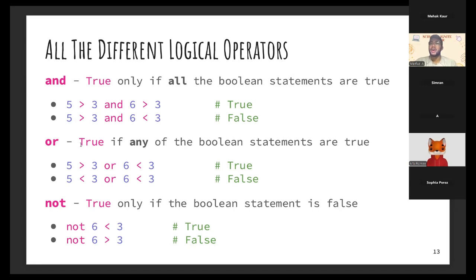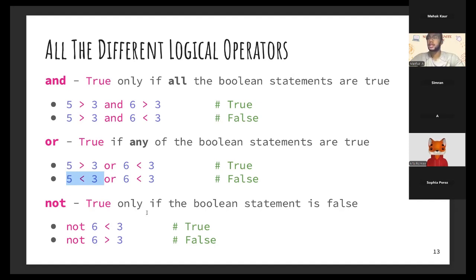Okay, how the or keyword works. Here, it returns true if any of the Boolean statements are true. So let's say 5 is greater than 3, the same statement we had above, and 6 is less than 3, which we've already established is false. It would return true just because 5 is greater than 3 is true. And here, if we say 5 is less than 3 and 6 is less than 3, then we return false because both of them are false.